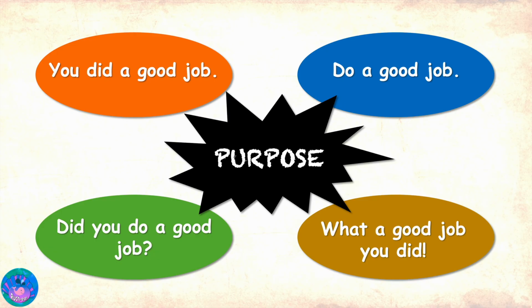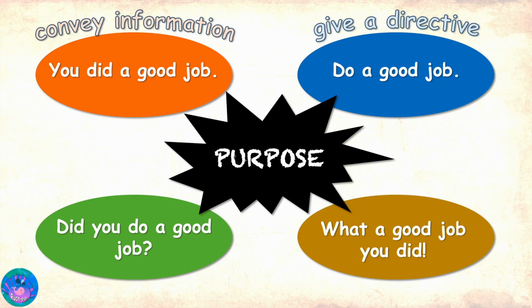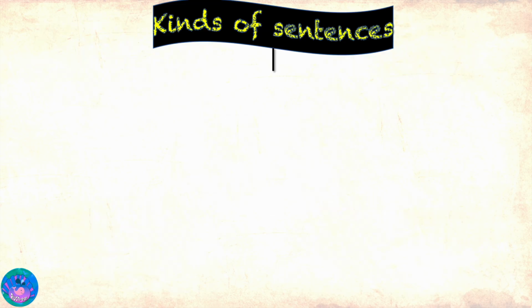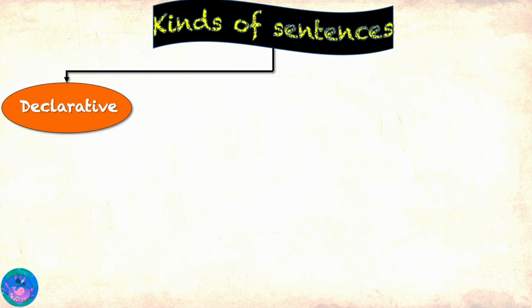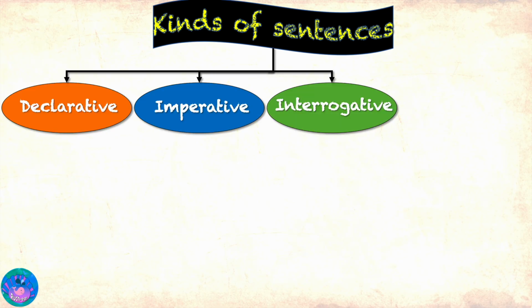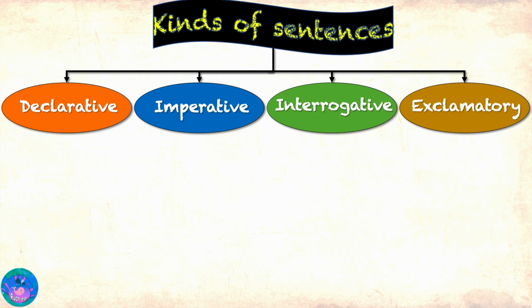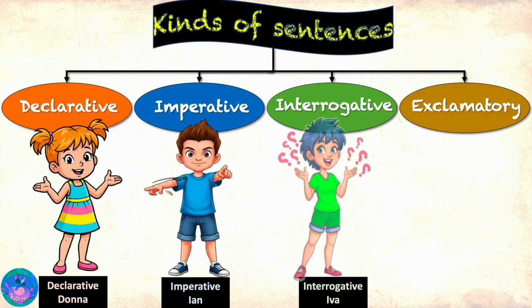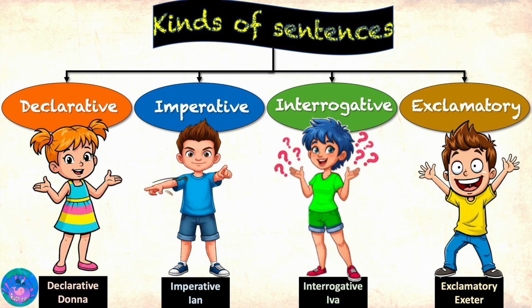The purpose of the sentence, you did a good job, is to convey information. Do a good job gives a directive. Did you do a good job? Asks a question. What a good job you did expresses a strong emotion. Based on the purpose, we can categorize sentences into declarative, imperative, interrogative, and exclamatory. And we have with us Declarative Donna, Imperative Ian, Interrogative Eva, and Exclamatory Exeter to help us understand these sentences better. So let's get started.